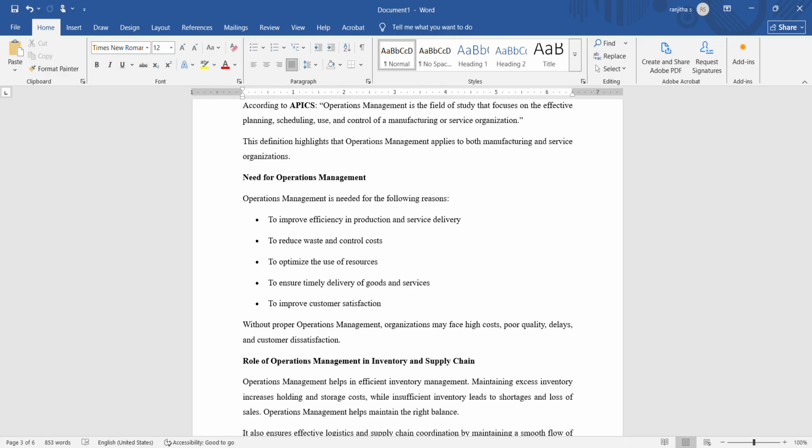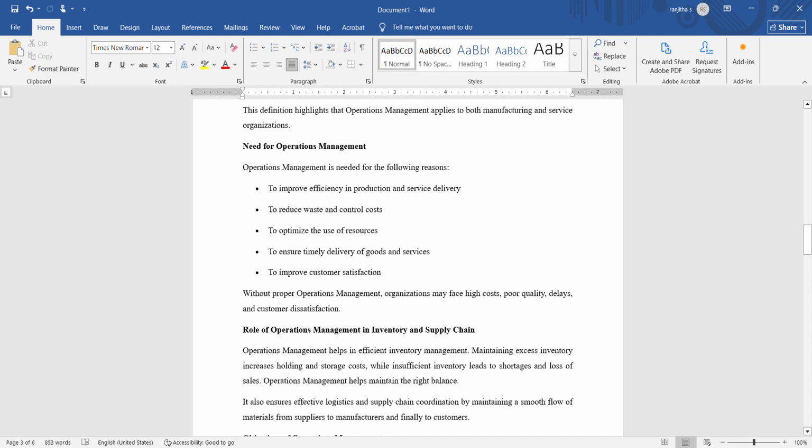Another important need for operations management is logistics and supply chain coordination. It ensures smooth flow of materials from suppliers to manufacturers and finally to the customers. It also plays a key role in addressing customer complaints and improving the service quality. Quick response and consistent quality help in building customer trust and loyalty. Now, let us move on to the objectives of operations management.